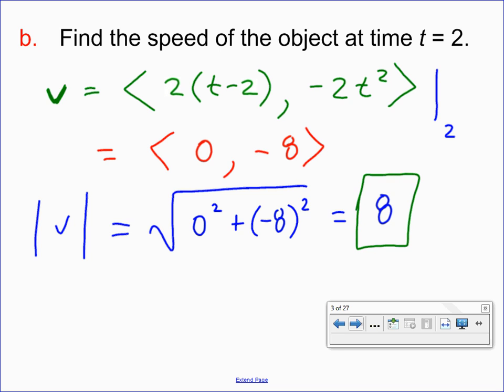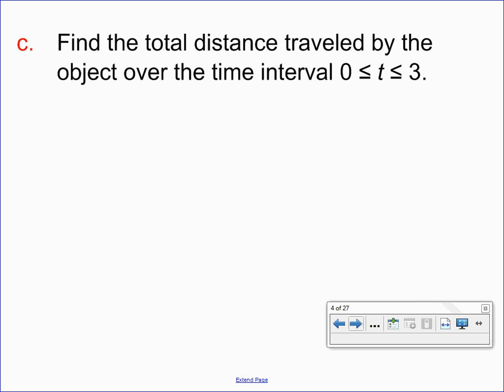Which leaves us with 1 to go. Let's consider the total distance traveled by the object over the time interval 0 to 3. So just like before, in AB, we can get our total distance traveled by integrating the absolute value of velocity. It's just that now we're dealing with a vector valued function, where our velocity has components, a horizontal component and a vertical component. So what do we need to do? Well, we'll go ahead and integrate, over my time interval, the magnitude of my velocity function.